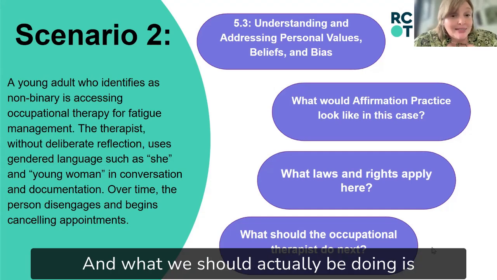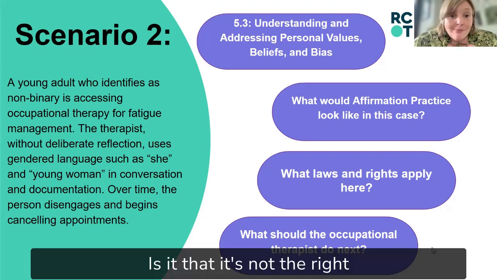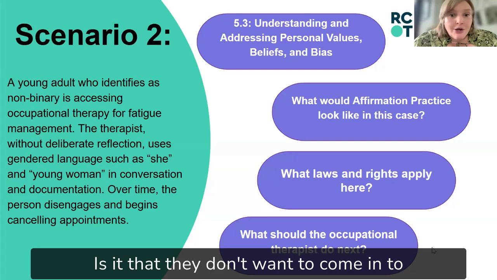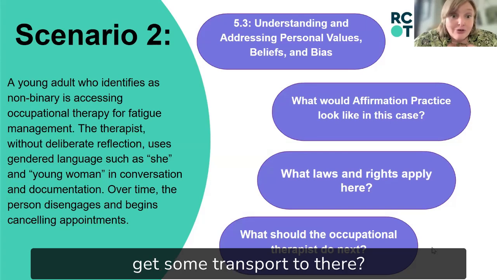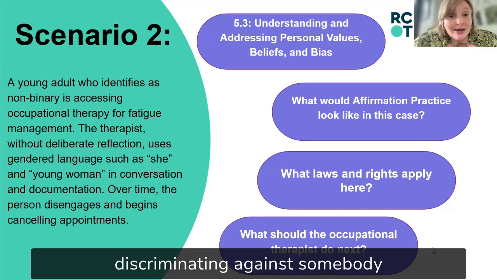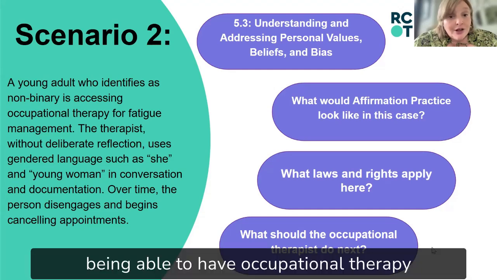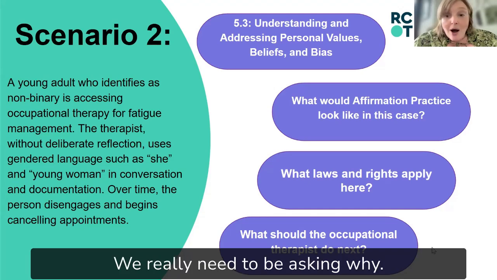And what we should actually be doing is asking, why is the person not engaged? Is it that it's not at the right time of day for them? Is it that they don't want to come in to wherever it is that we are holding it? Is it that they can't actually get some transport there? All of these sorts of questions needed to come into play first, because we're actually just discriminating against somebody if we're removing them from being able to have occupational therapy just because they haven't engaged. We really need to be asking why.